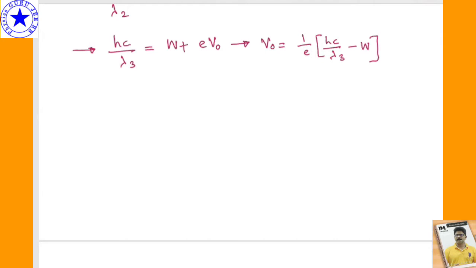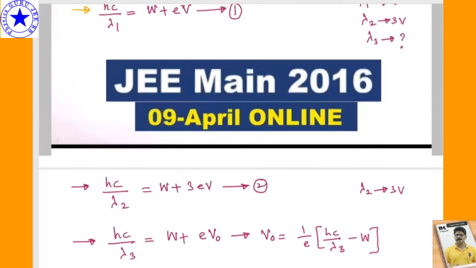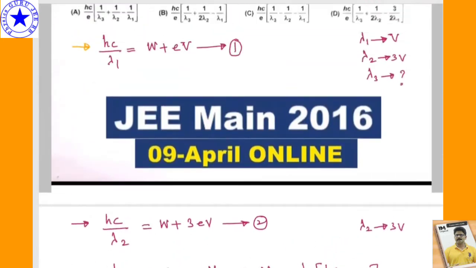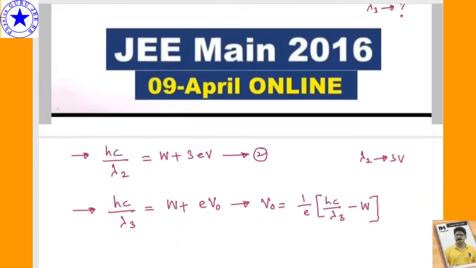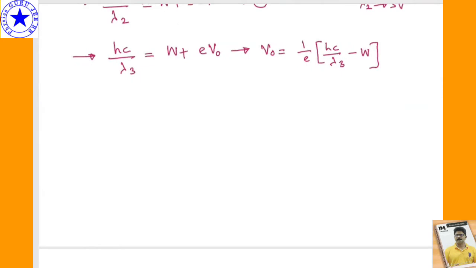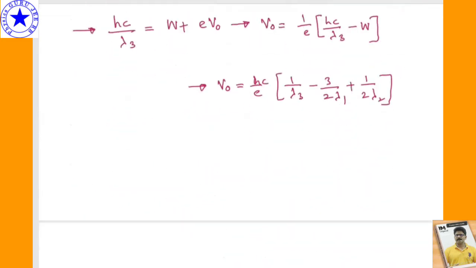So I can write from equations 1 and 2: if I solve for the work function and substitute, then we get V naught equals 1 by e, taking hc common, hc into (1 by lambda 3 minus 3 by 2 lambda 1 plus 1 by 2 lambda 2). What I did is I solved equations 1 and 2 to get the work function.